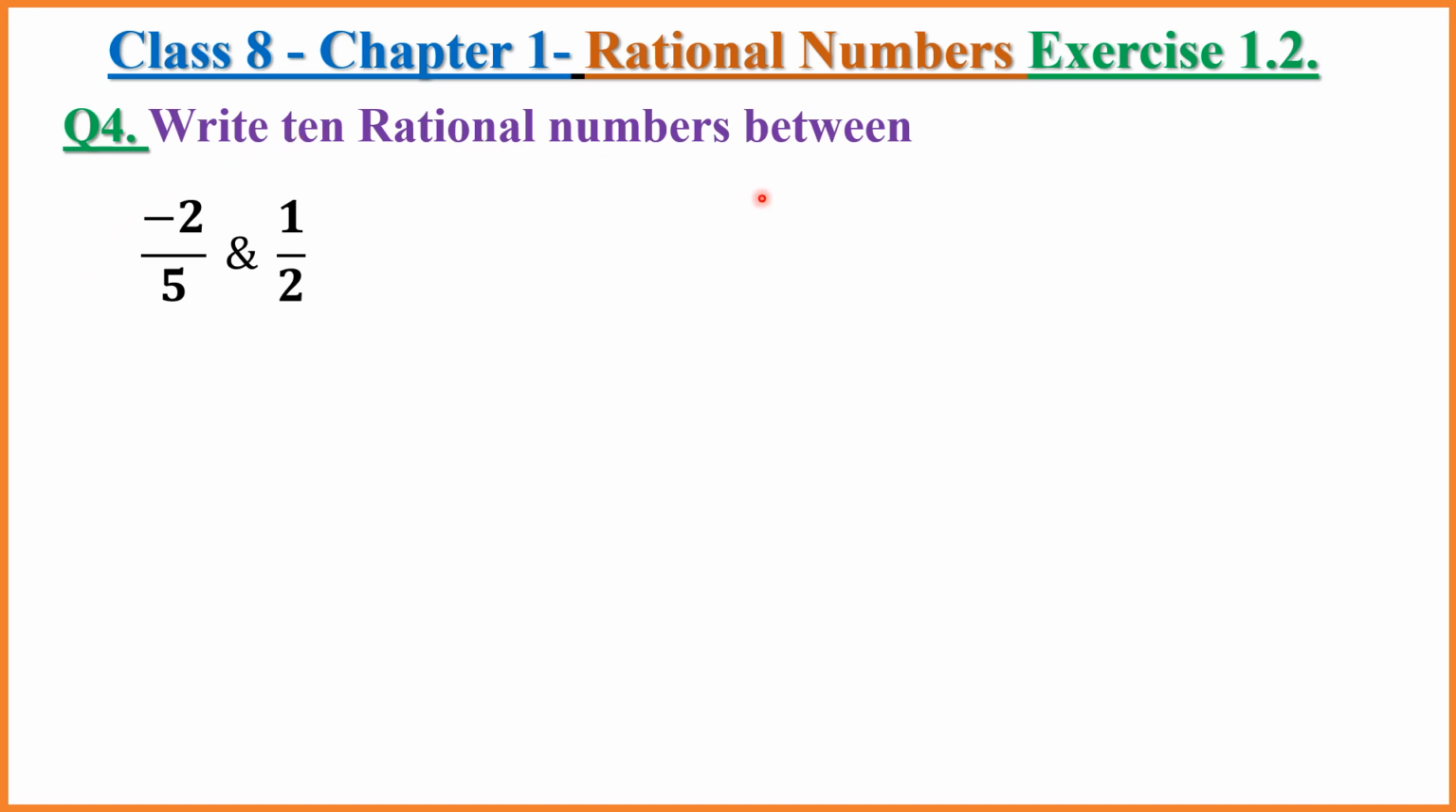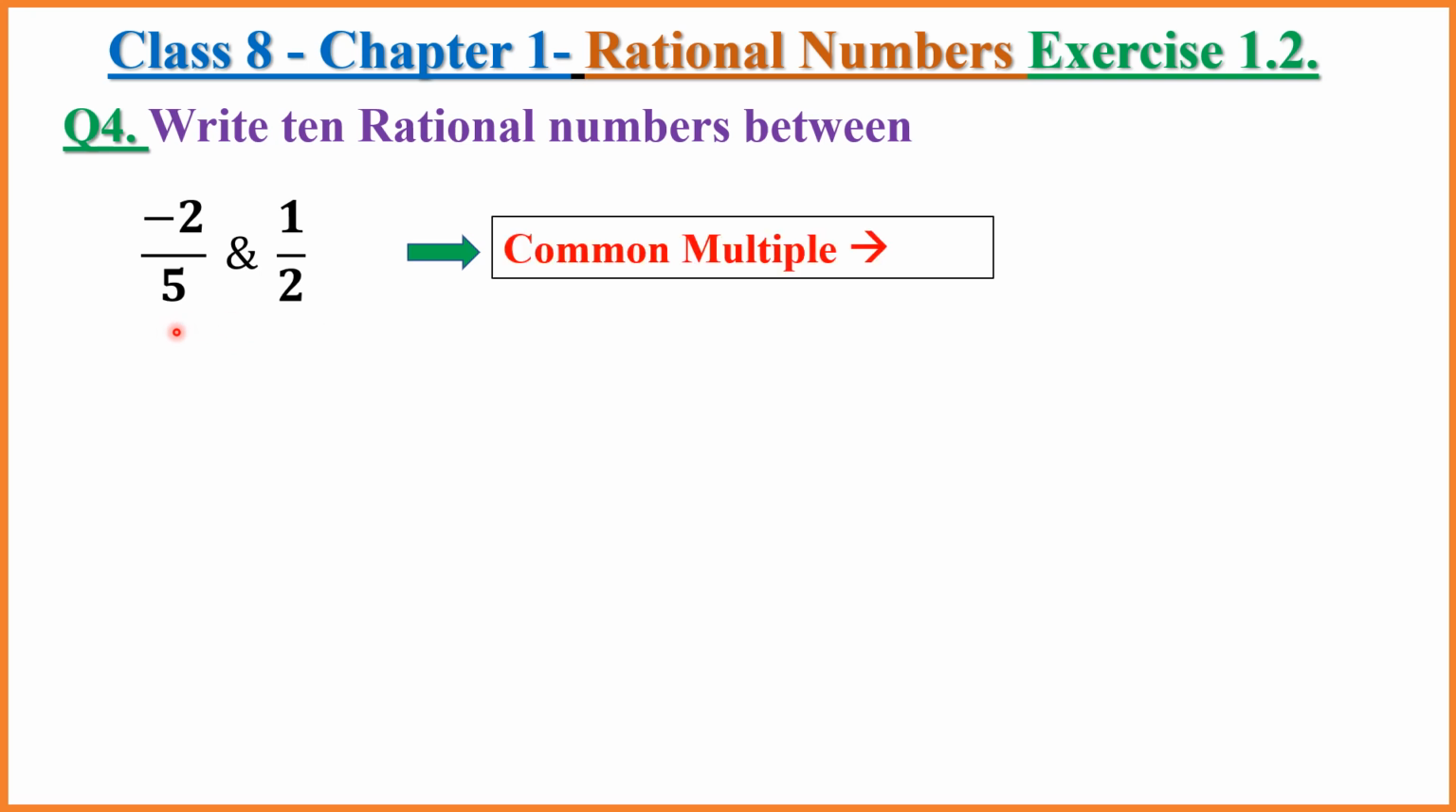Write 10 rational numbers between minus 2 by 5 and 1 by 2. So this is our negative number and the positive number. Whenever a question is given, we have to check the numerator and the denominator. Here our denominators are different, so we have to make them common. For that we need a common multiple. For 5 and 2, 10 will be the common multiple.